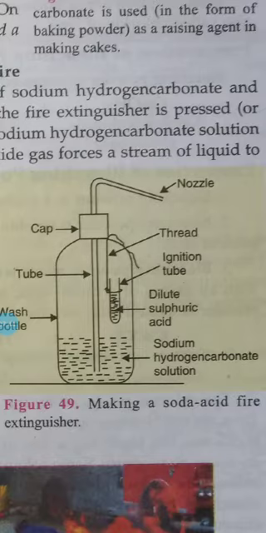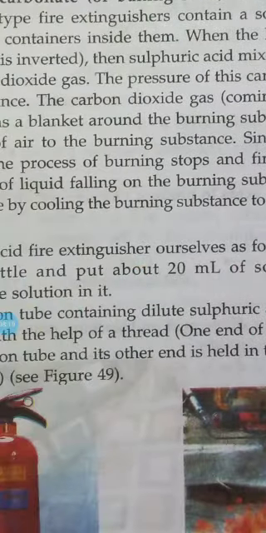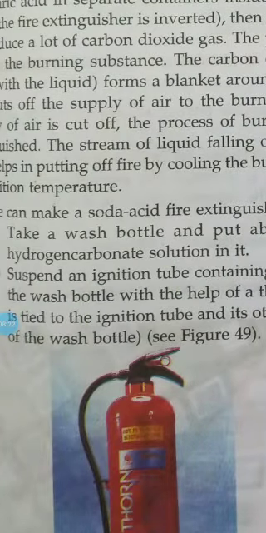sodium sulfate, carbon dioxide and water are formed. The carbon dioxide formed escapes through the nozzle and is sprayed over the burning substance. This carbon dioxide stops the contact of the burning substance with air and controls the fire. Sodium hydrogen carbonate has a number of other uses.